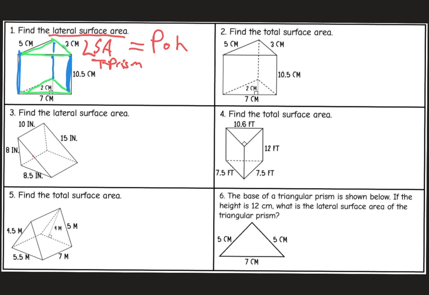And so we have here 5 plus 3 plus this bottom piece, which we see down here is 7. So it's 5 plus 3 plus 7, which is 15. So we have 15 times our height. Well, what's connecting is 10.5.